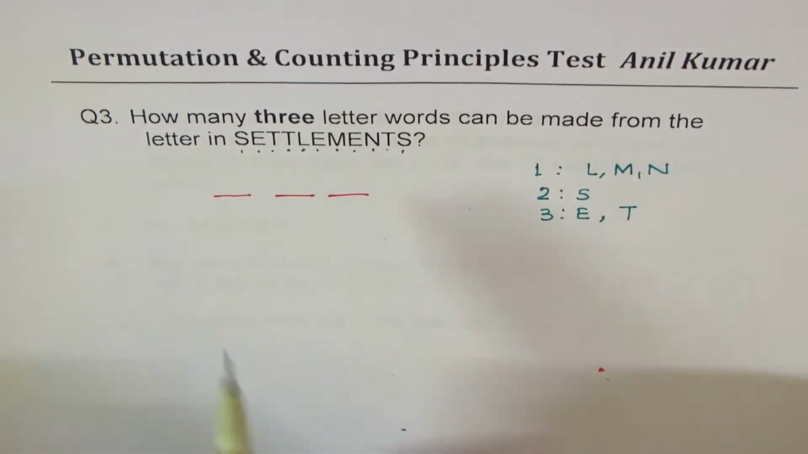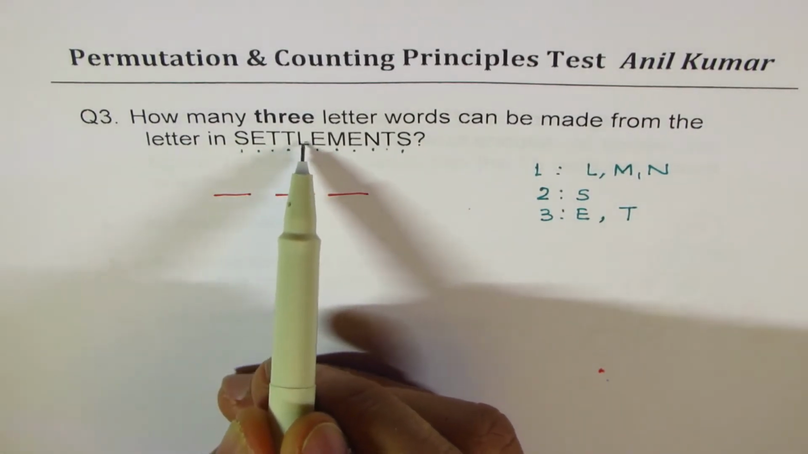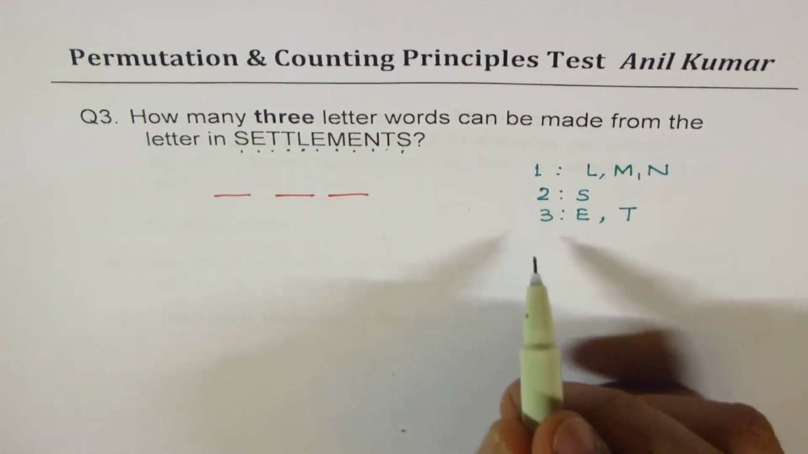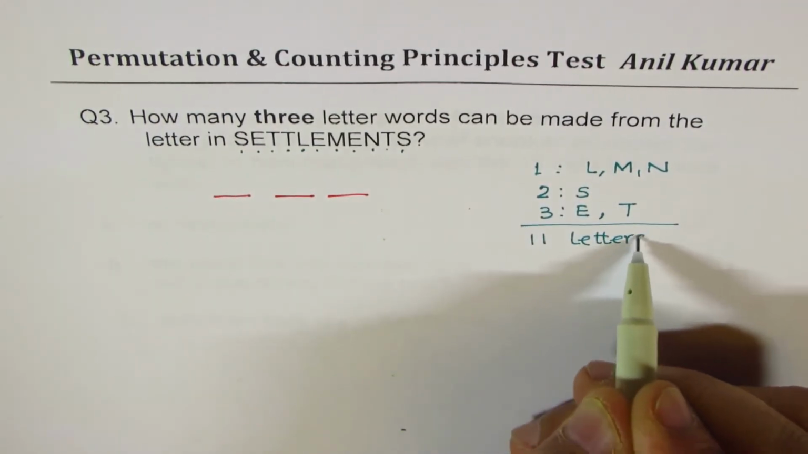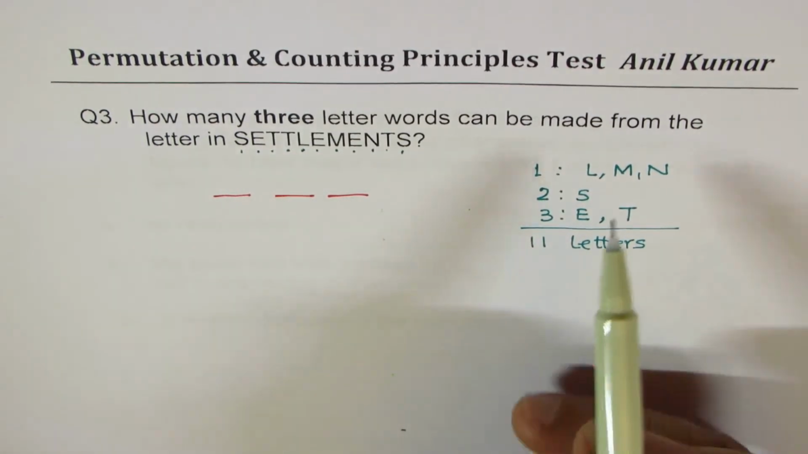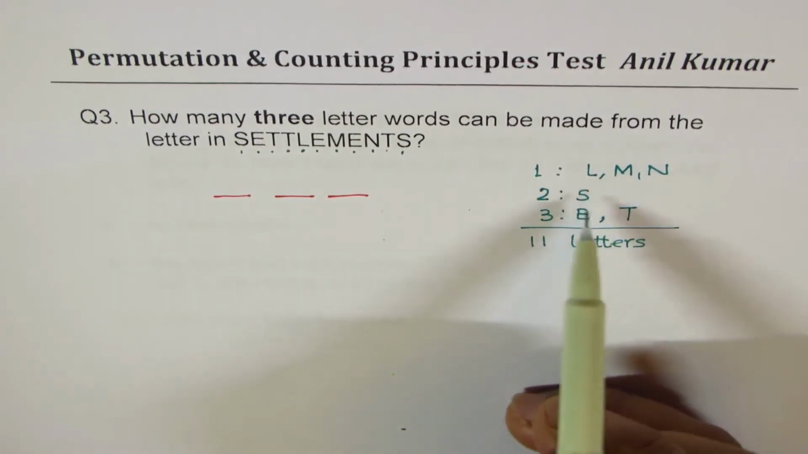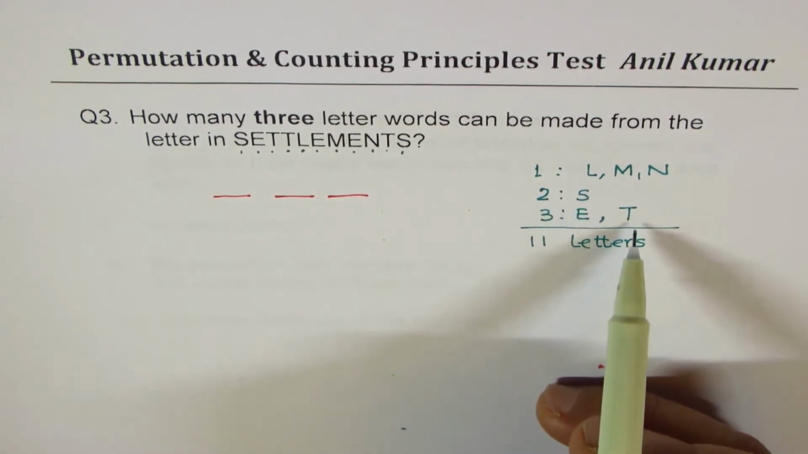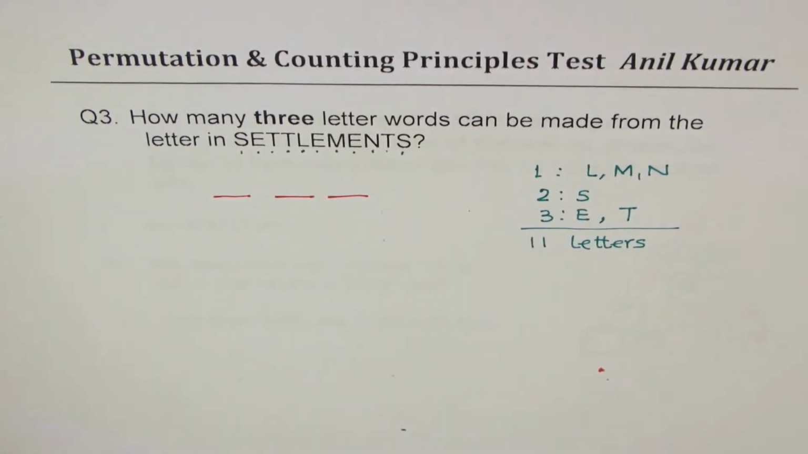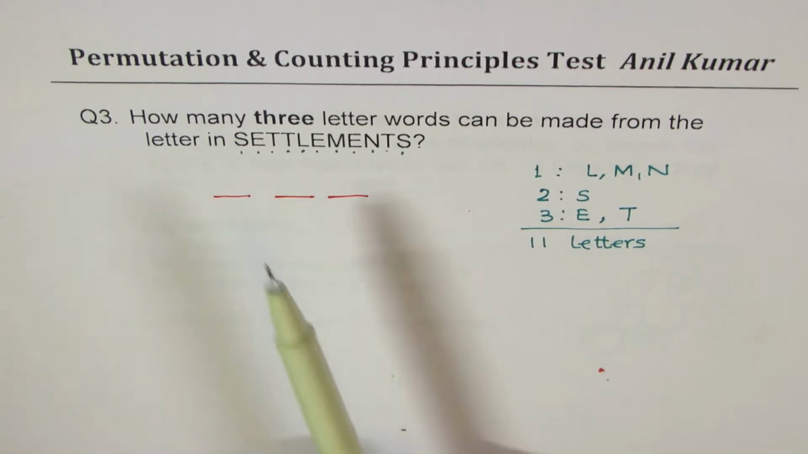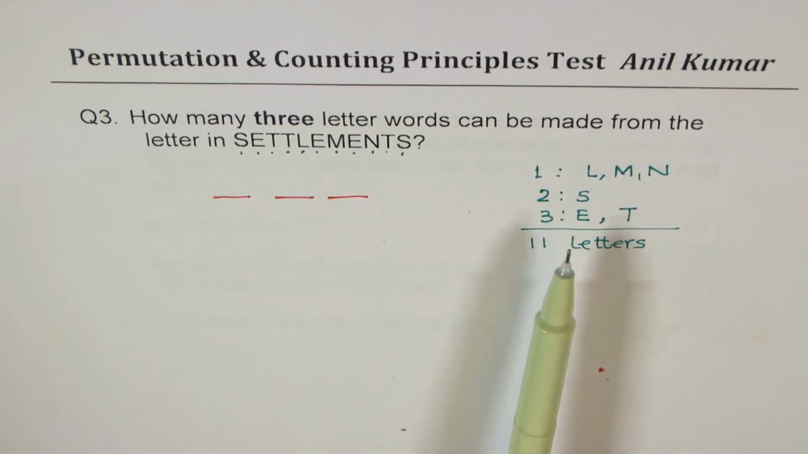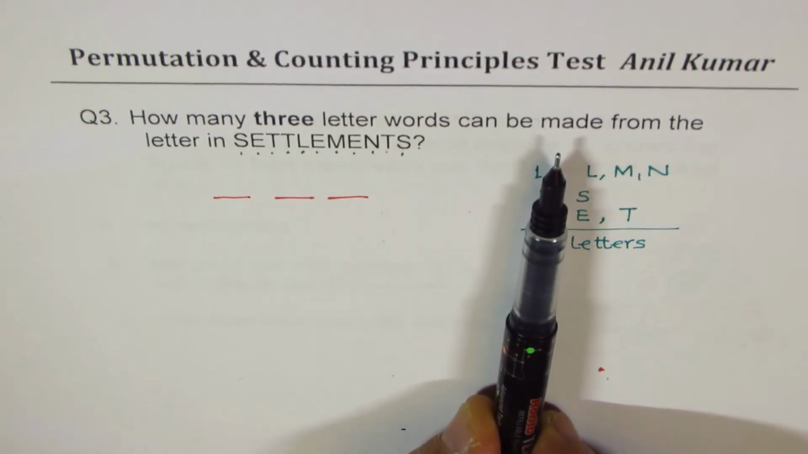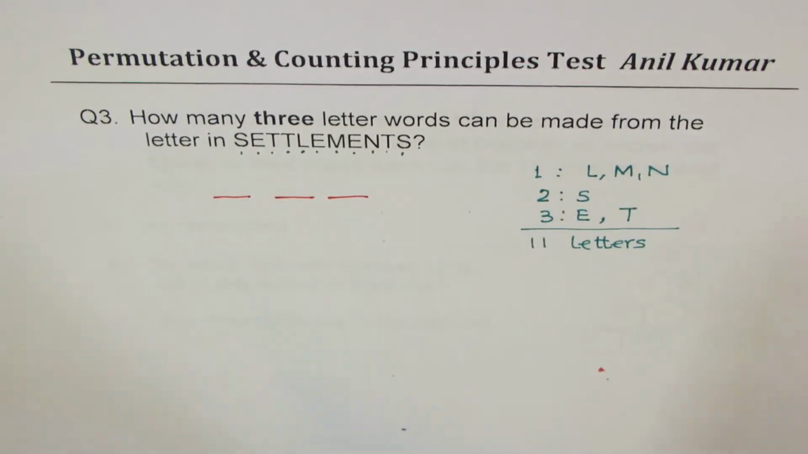Correct? Let's count the letters. 1, 2, 3, 4, 5, 6, 7, 8, 9, 10, 11. So we are looking at a total of 11 letters. We have to fill in 3 positions. Out of these, 1, 2, 3, 4, 5, with 2 of S, 6, 7, 8, 9, 10, 11. That makes it perfect. 11. So we have not missed any letter. First part in the test: check all your letters, the numbers should match, right? Now, let's look into how many 3-letter words can be formed from these letters, correct?